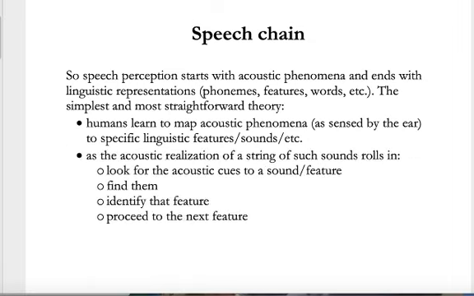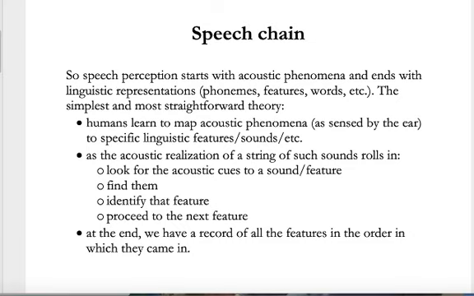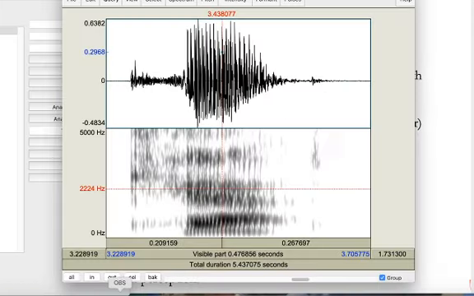As you're listening to a string of sounds, like a word or a sentence, what are you going to do? You're going to look for the acoustic cues to some particular feature, see if you find them, identify that feature, proceed to the next feature, and then when you've got all the features for that sound, move on to the next sound. At the end, what we'll have is a record of all the features in the order in which they came in, so to speak, and voila, there you have it, speech perception. So let me give you a kind of toy example of how that kind of theory might work.